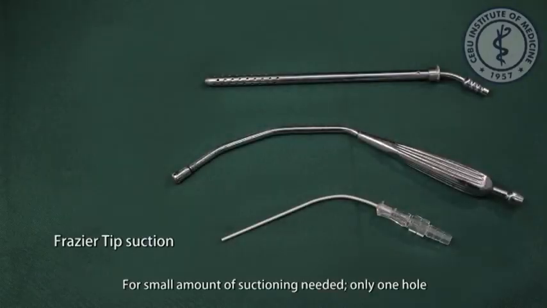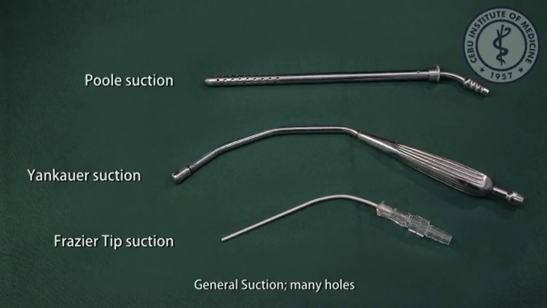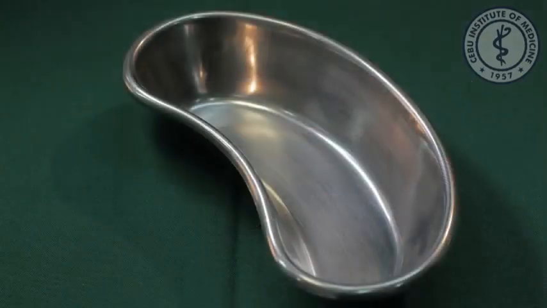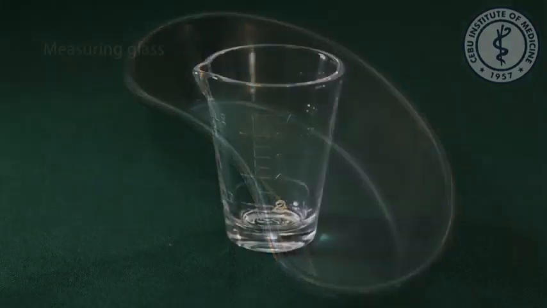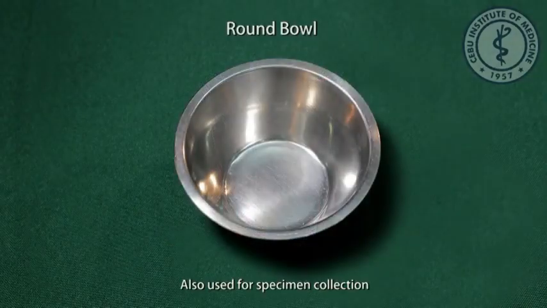Suction. Frazier tip suction, for small amounts of suctioning needed, only one hole. Yankauer suction, general suction, 2 holes. Pool suction, general suction, many holes. Kidney basin, for specimen collection. Measuring glass, for measuring and mixing substances. Round bowl, also used for specimen collection.